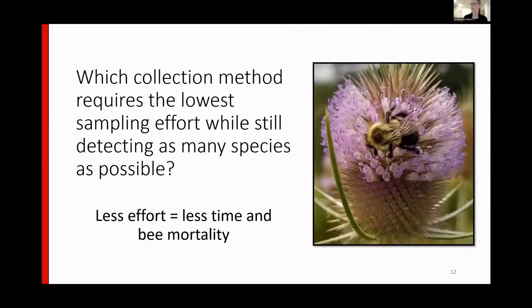So now looking at the second objective, which collection method requires the lowest sampling effort while still detecting as many species as possible? And we're interested in the method that has the lowest sampling effort because it requires less time and it produces less bee mortality.